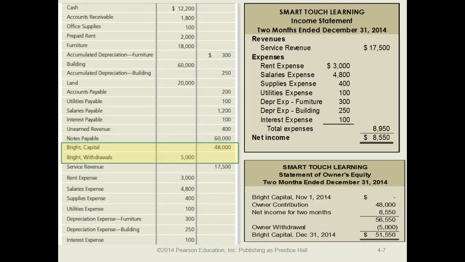For the statement of owner's equity, we get the information from two places. In the first place, we get net income from the income statement. So that goes directly under beginning capital. And then we get beginning capital and withdrawals from the balance sheet. Again, the format for the statement of owner's equity is beginning capital plus owner's contribution plus net income, sum that up, then subtract withdrawals, and that'll give us capital at the end of the month.